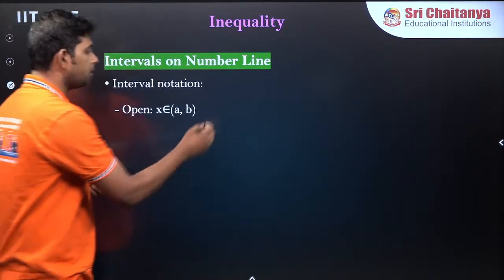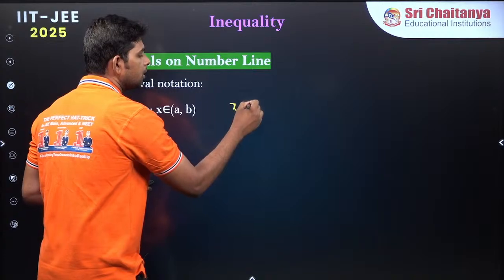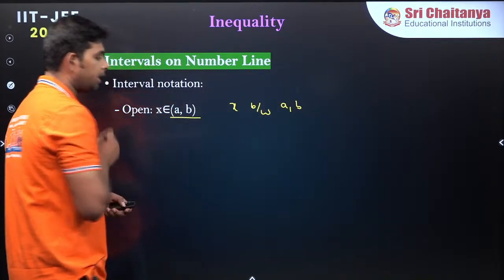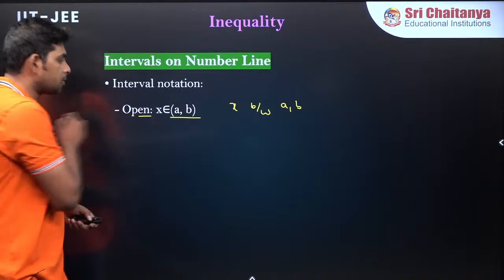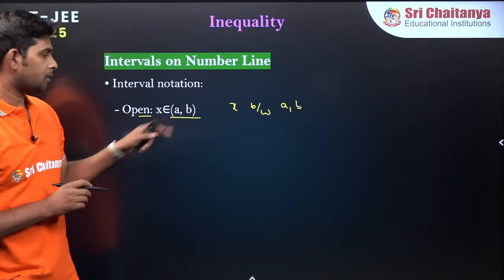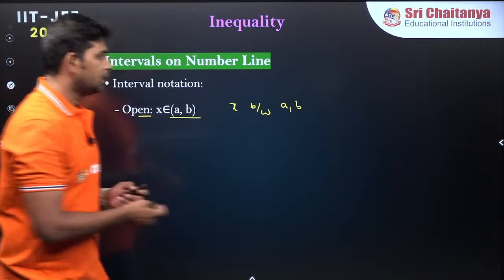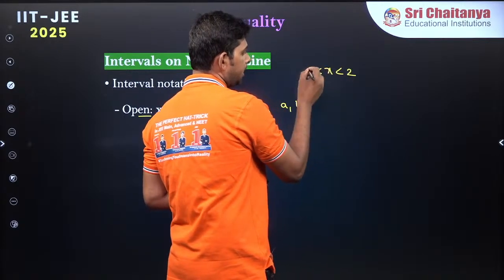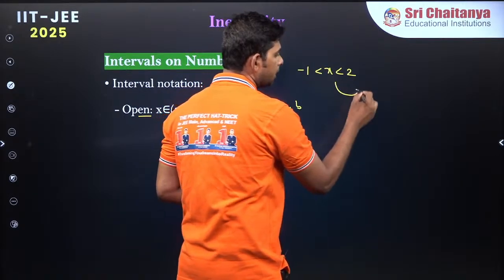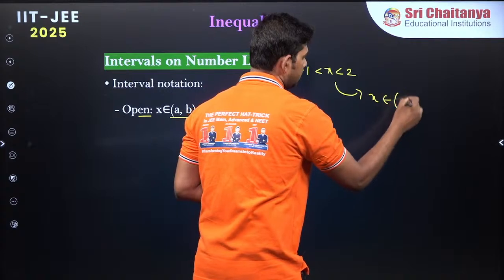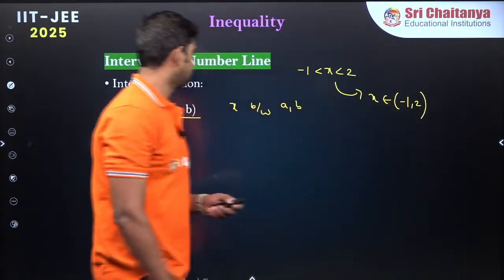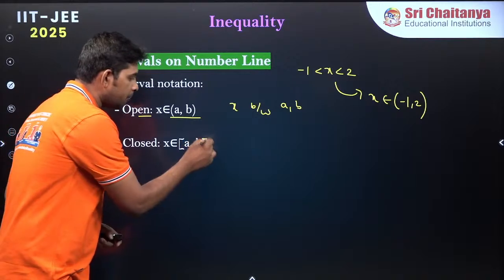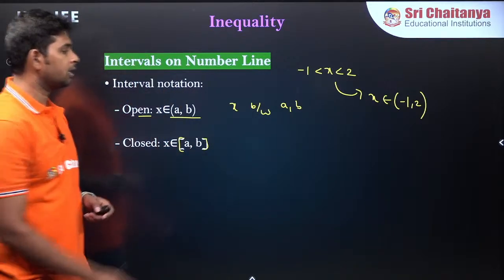So if I take x between a comma b, then you write an open bracket here, that is called an open interval. Open interval is x belongs to (a, b). Let's say if I am taking x lesser than 2 and greater than minus 1, then you are going to write x belongs to (minus 1, 2). Right, the same way you can see the closed interval. If you are taking b comma a, both are included in this case.